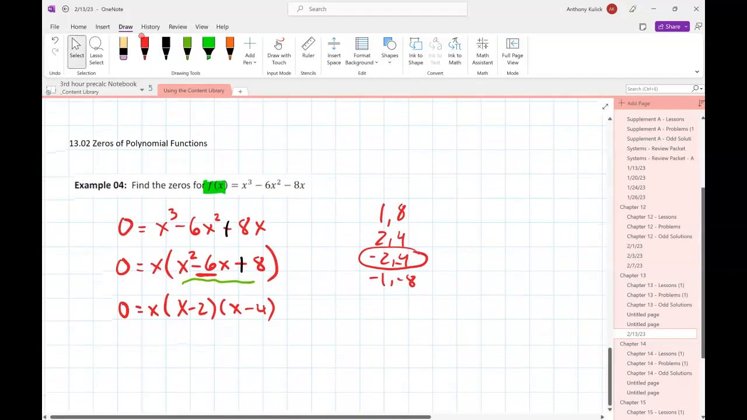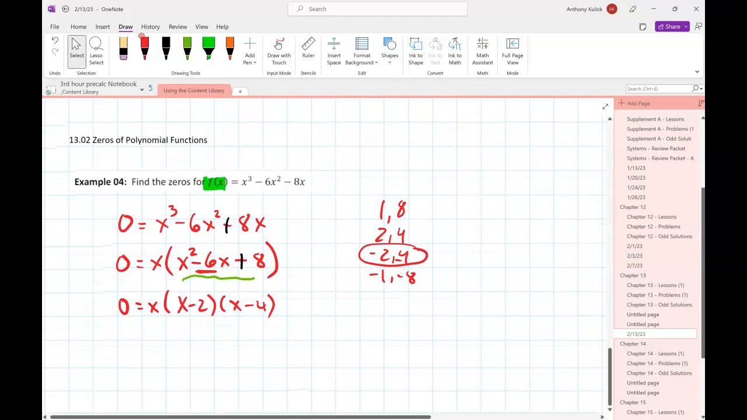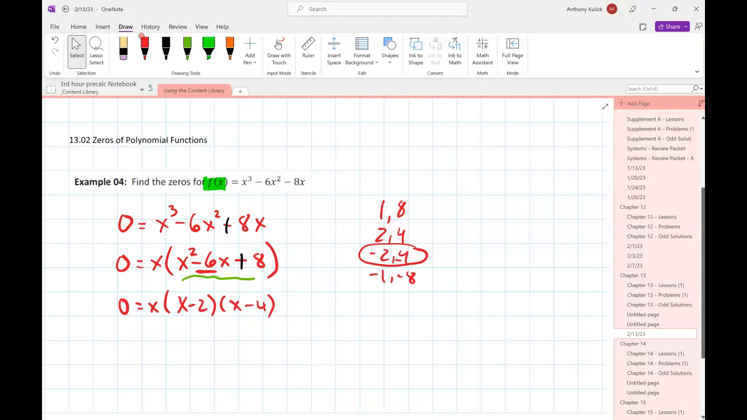Okay, once you've done this, then what do we do? Because we haven't solved anything yet, we just have this factored now. What we do is we apply the zero product property. So if you have two things that multiply to give you 0, what can you say about those things?